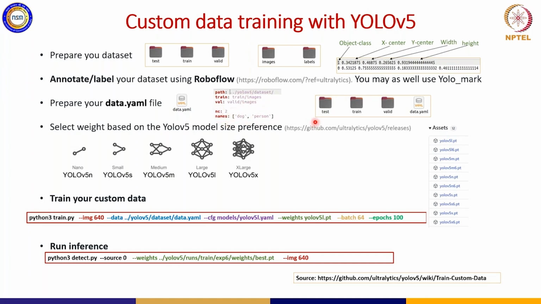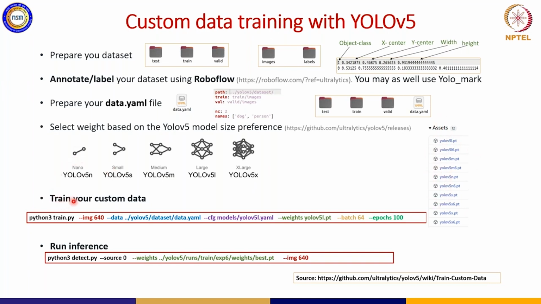After you have done that, your dataset will look this way. You have test, you have train, you have validation, and you have your data.yaml there. The next thing to do is to select the weight you want for YOLO v5, because YOLO v5 has a different set of weights based on the model. You can consider nano YOLO, small YOLO, medium size, large size, or extra large size. These are the weights that you can download. This is how they look like.